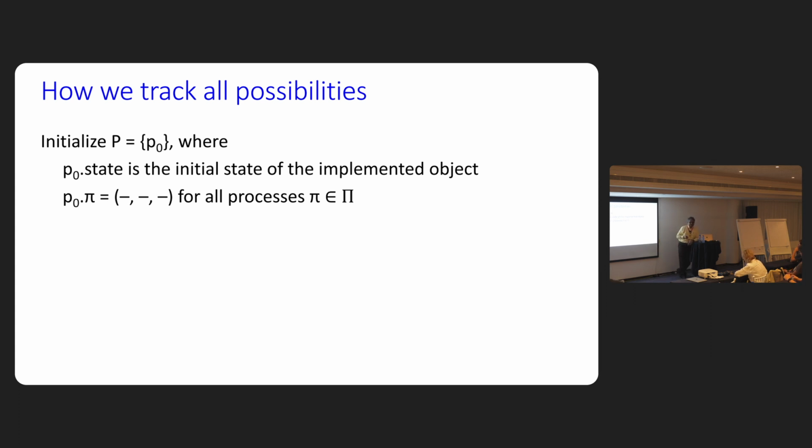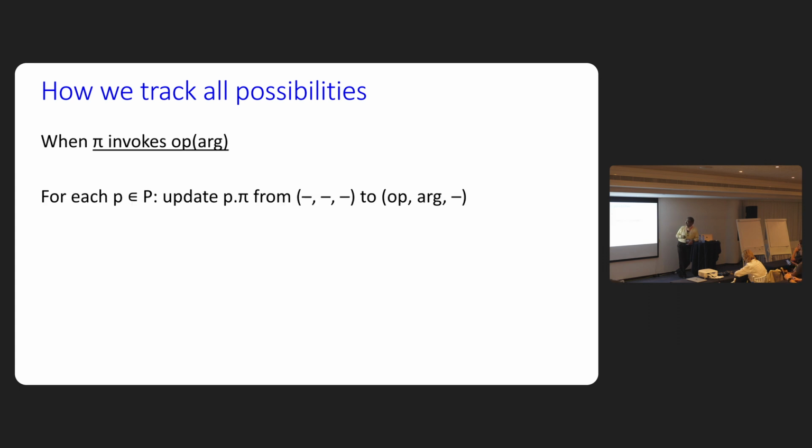So that's easy. So now the 3 tracking rules. The first one is very easy. So that's the first rule, the first update rule. The first update rule has to do with how I change P when a process pi invokes an operation op with an argument arg.